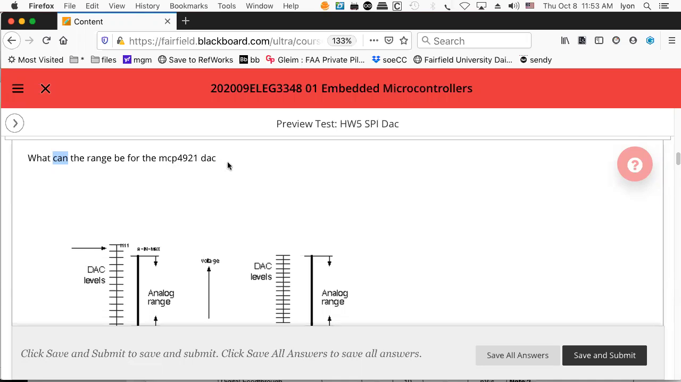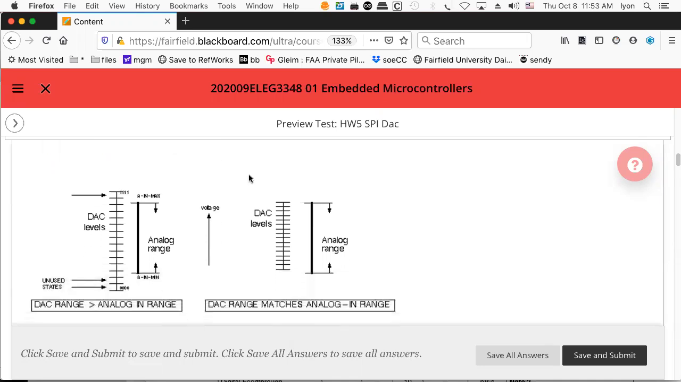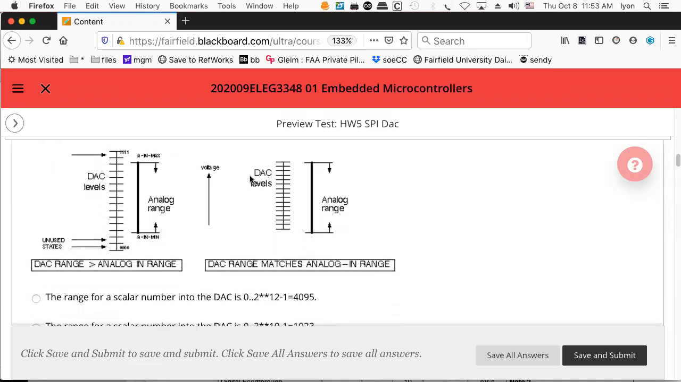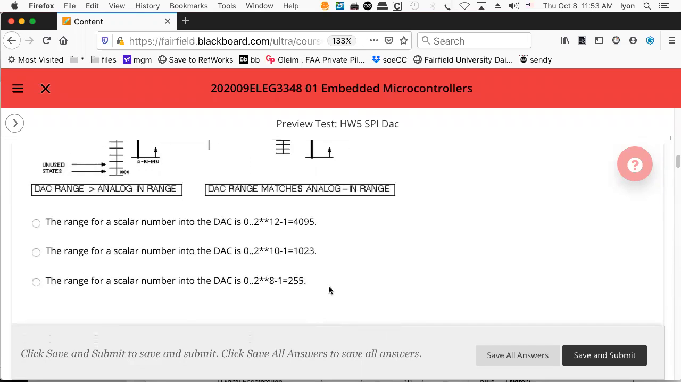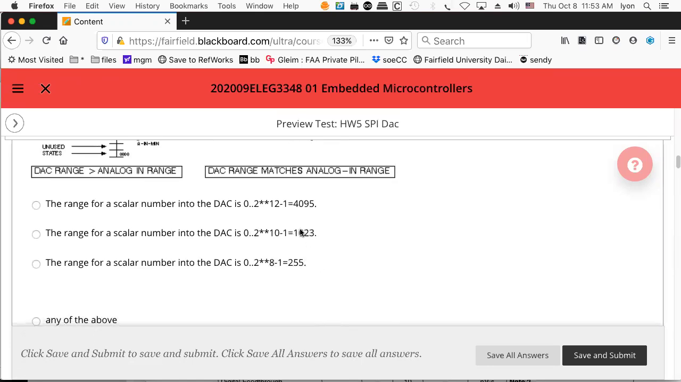We know it's a 12-bit DAC. Can the range be from 0 to 4095? And the answer is yes. Can the range be from 0 to 1023? And the answer is yes. We can use just 10 bits if we like instead of 12. Can the range be from 0 to 255? And the answer is yes. We could just use the least significant 8 bits. So we have our choices, right? Any of the above.